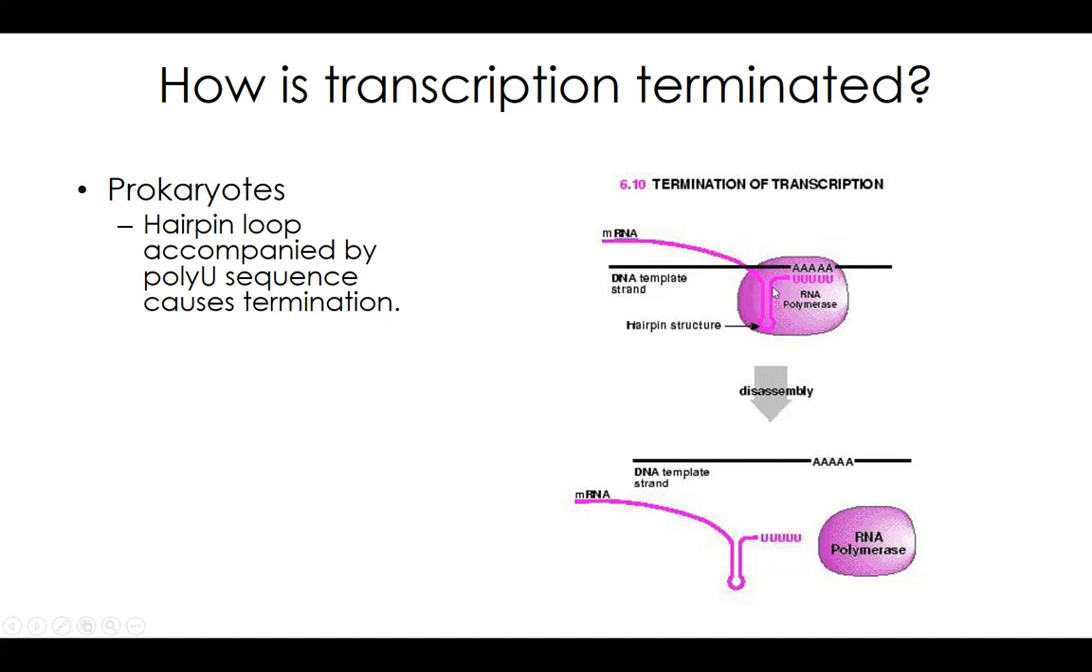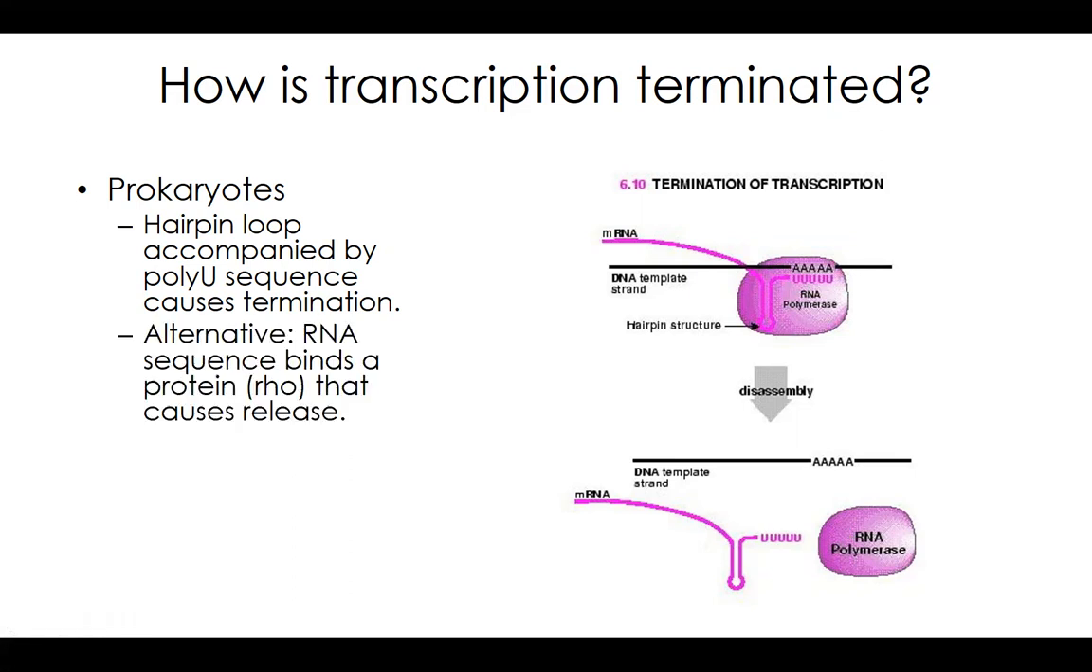We'll see more of these in chapter 18. These are a very common RNA structure. They're going to fold back on themselves, and then we've also got this poly-U chain of uracils here. This is going to cause termination. For whatever reason, RNA polymerase is biochemically not interested in this, so it's going to release. There are also some alternatives to this. An RNA sequence can combine with a protein called Rho that causes release.